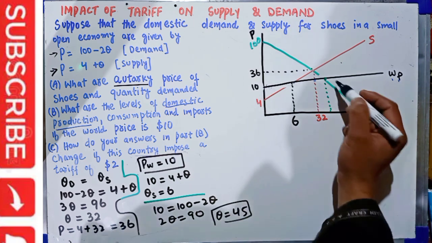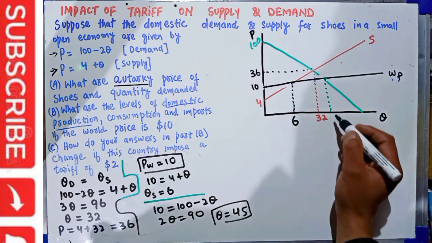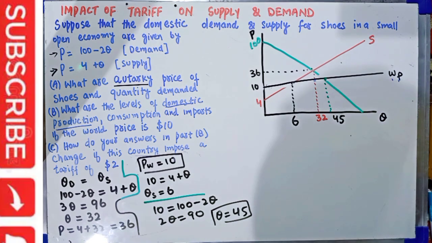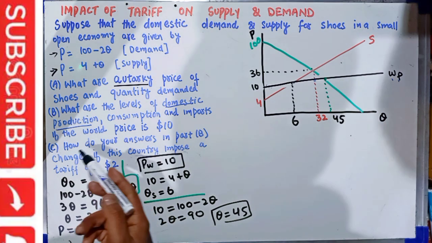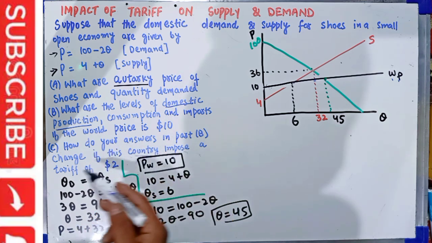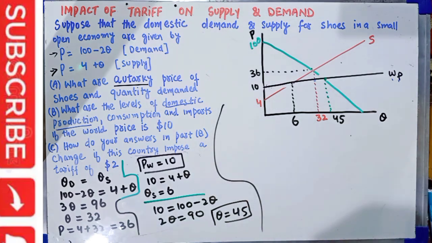Okay, so at a world price of $10, quantity domestically consumed will be equal to 45 units. Now the next part is we are being told how do our answers change if this country imposes a tariff of $2. What happens when the government imposes a tariff of $2?